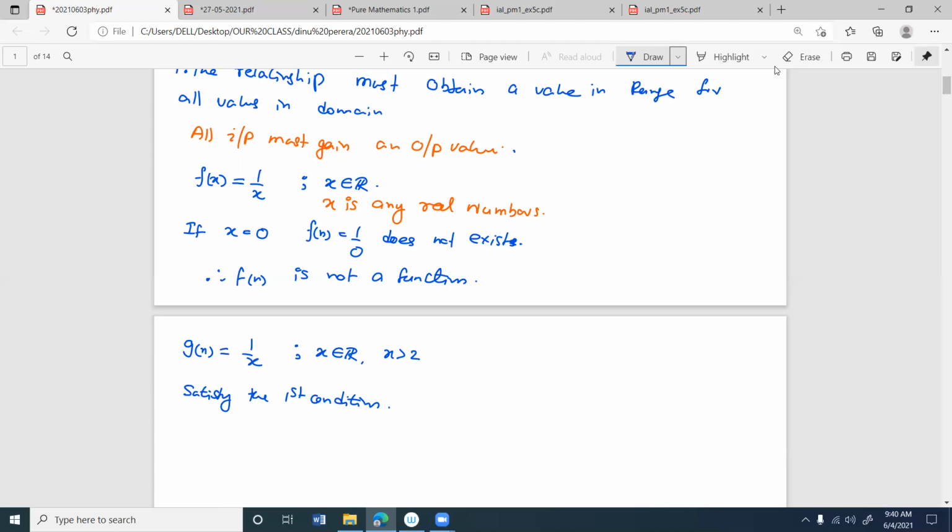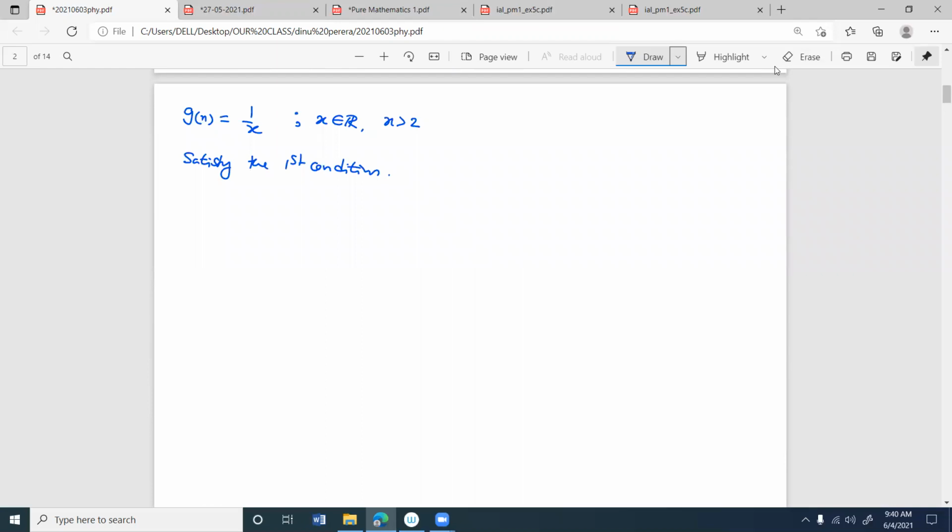Right, let's go a little bit further. They might give you h(x). h(x) is square root of x, where x is any real number. Now you can see, if I replace -1, what would h(-1) be? It's not a real number. So you can say it does not exist. Therefore, h(x) is not a function.